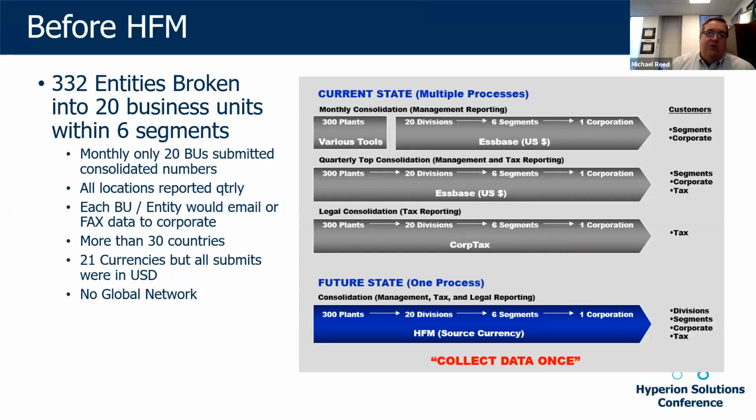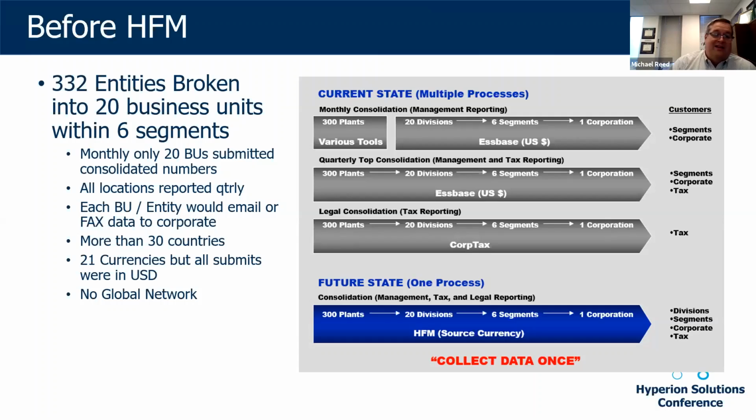Okay, just a little background of what we started with. Back in pre-2000, we had Essbase as our consolidation system, believe it or not. We had 332 legal entities that were broken down to 20 business units within 6 segments. On a monthly basis, we got 20 data submits. We did not have a legal entity consolidation system. It was not feasible at the time. So our 20 business units would submit us some numbers that they did in Excel, a template that we'd give them, and they'd always submit everything in US dollars.